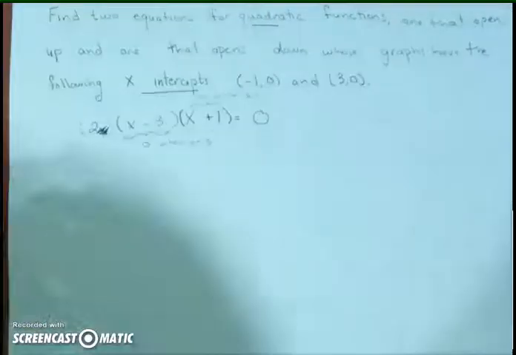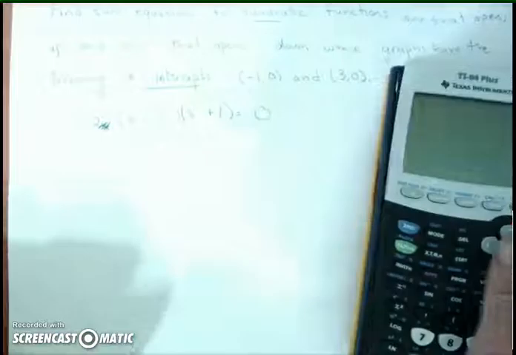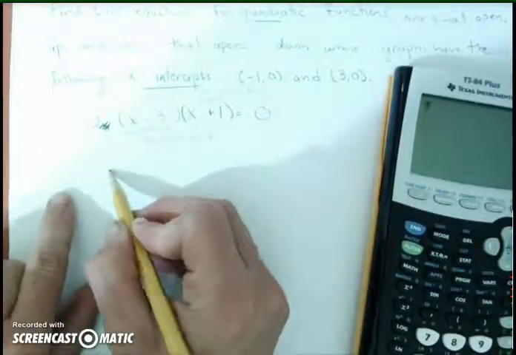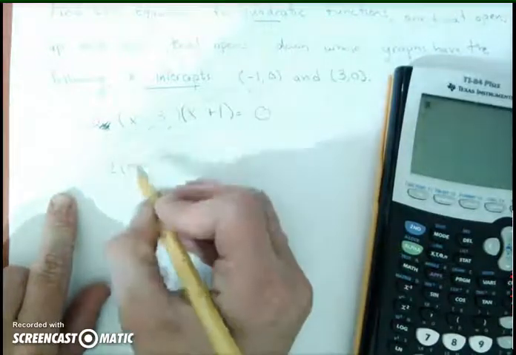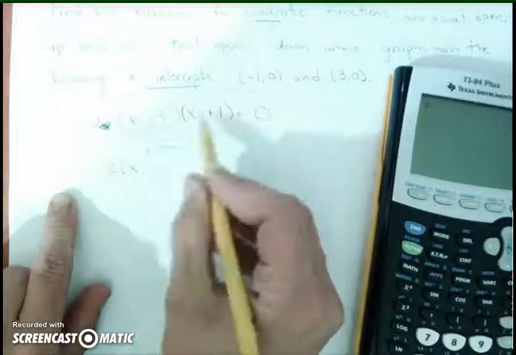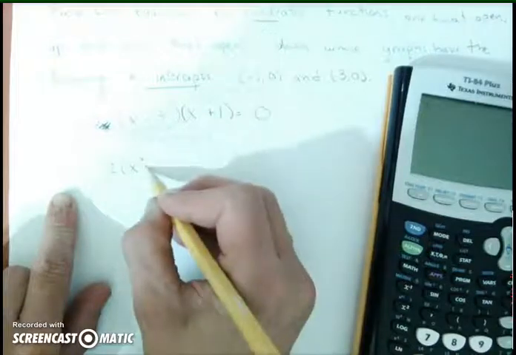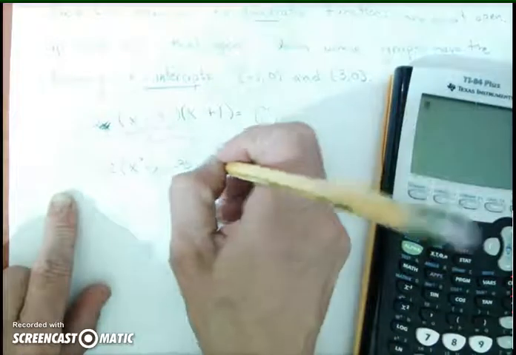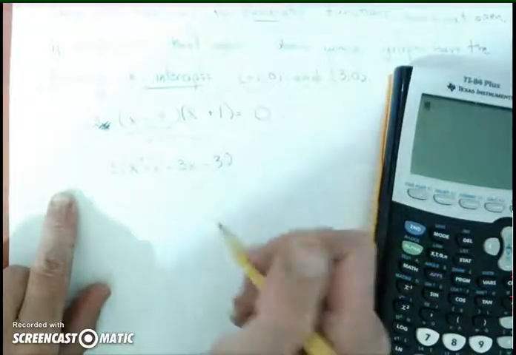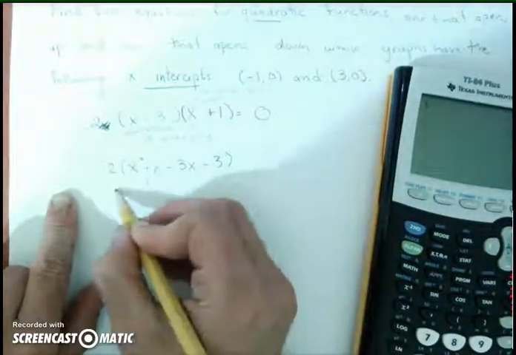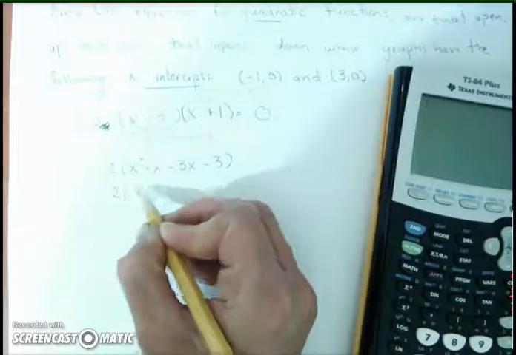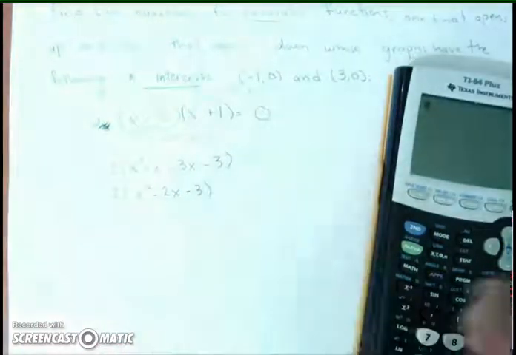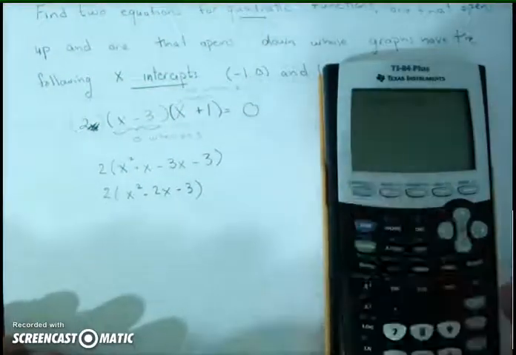So let's have a look and make sure that this works. Let's actually multiply it out so it's in standard form. So I'm going to have 2. Now I FOIL. First is x squared, outer is x, inner is minus 3x, and last is minus 3. So this gives me 2 times x squared minus 2x minus 3. So let's go ahead and graph that.